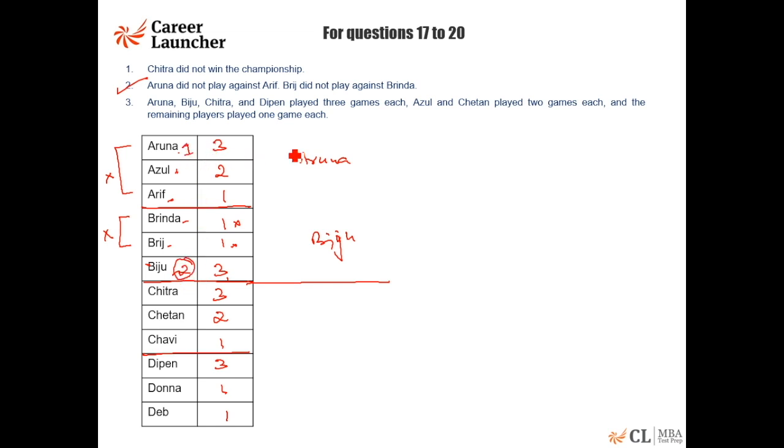Aruna has played 1 game out here. Second game for Aruna will be against Biju. So this will be Aruna's second game. And since she has to play 3 games, she will move on to the final. Okay. Similarly, if you look at the bottom half, C and D, the person who will move from group D is going to be Deepen. And by the same logic as earlier, Chitra will move from here.